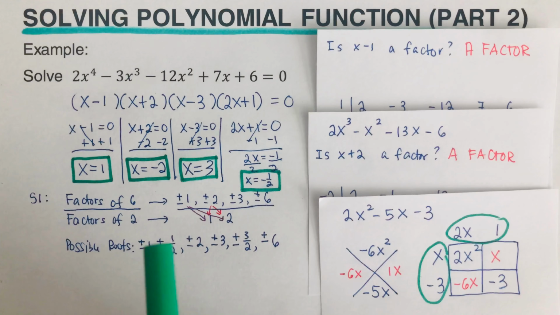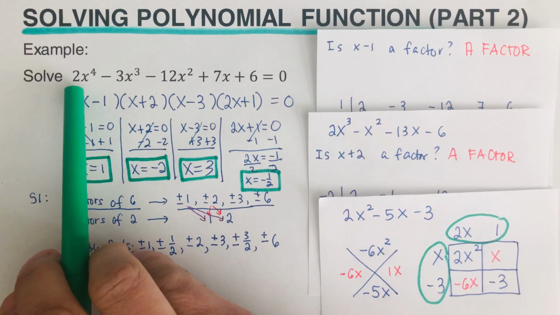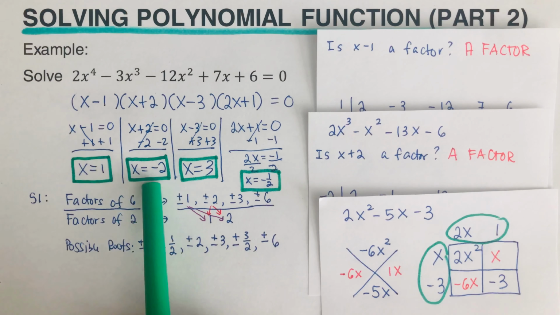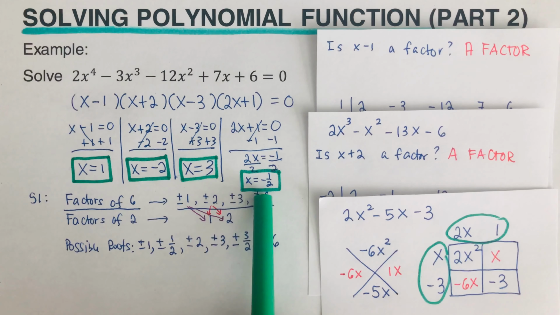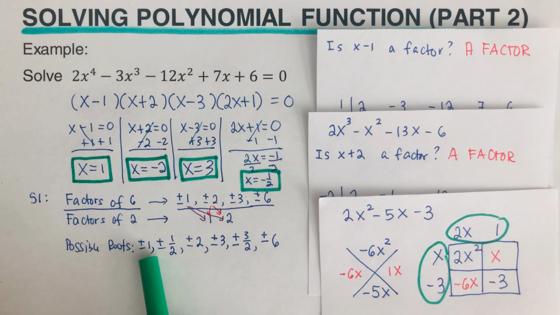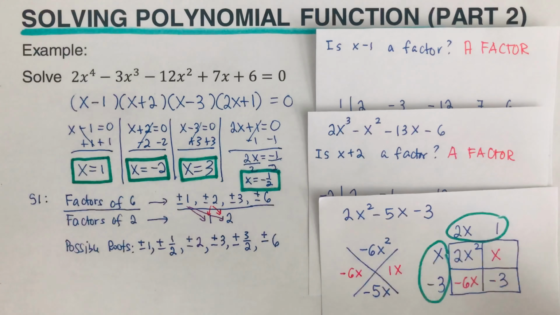Okay, so we have determined all the x's that will make this equation correct. So x is equal to 1, x is equal to negative 2, x is equal to 3, x is equal to negative 1/2. Now, if you can see, all of these x's that we have here are actually part of the possible roots that we started with at the first step.